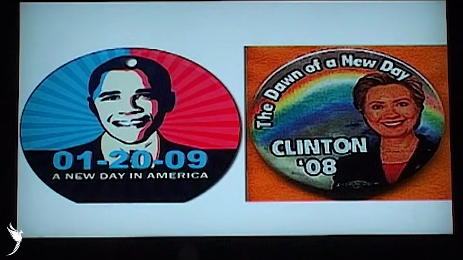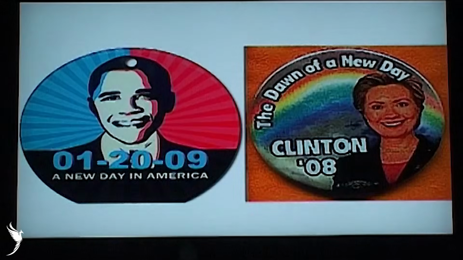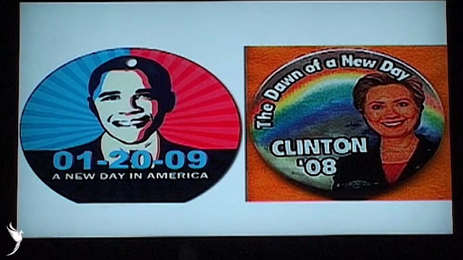Yep, Clinton with the dawn of a new day. Obama, the new day in America. The Soviet coat of arms graphically presents the dawn of a new day for the entire world. Does this tell you something about where America is today and where it's going?